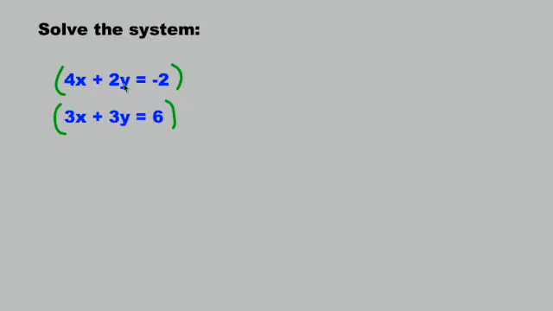And I'm going to try to eliminate the y's, and you can try to eliminate either x's or y's, it doesn't really matter. But you'll notice that 2 and 3, well, what's the first number that 2 and 3 both go into? It's 6. So I'm going to turn one of them into a 6, one of them into a negative 6. So to make this into a positive 6, I'm going to need to multiply by 3. So when I multiply all of these terms here by 3, I'm going to get 12x, 6y, and then negative 6.